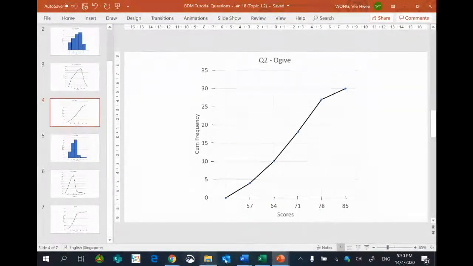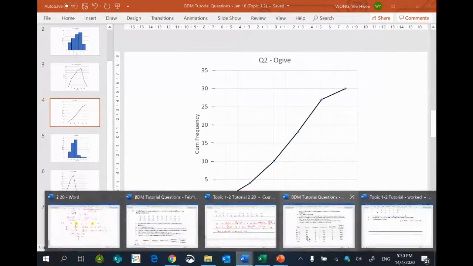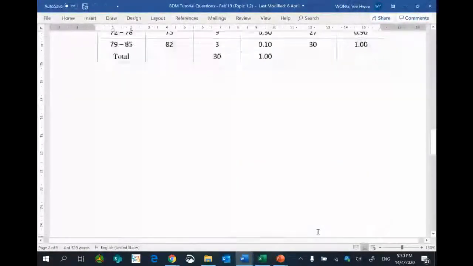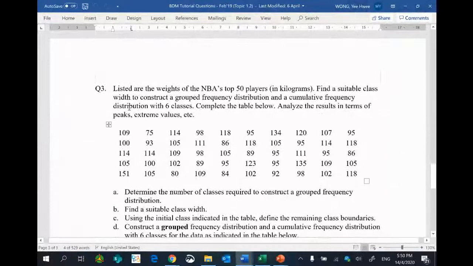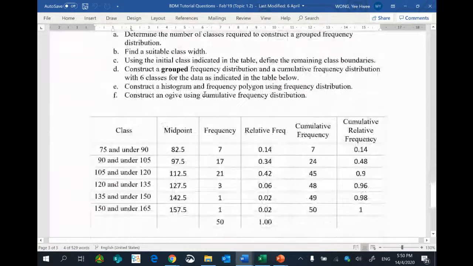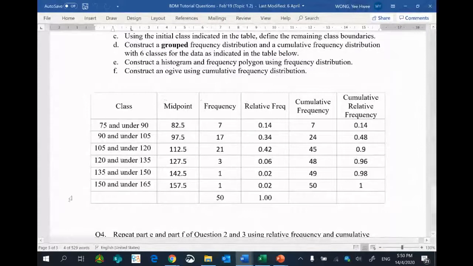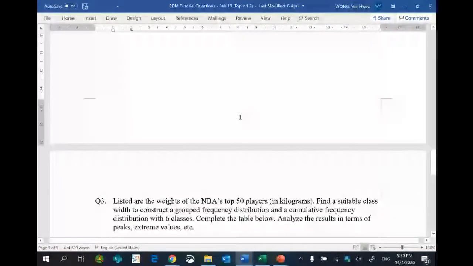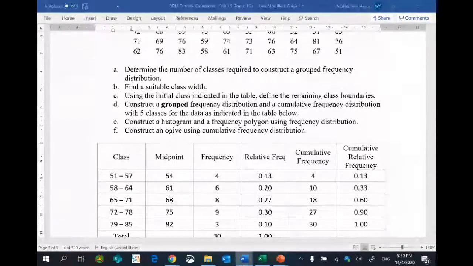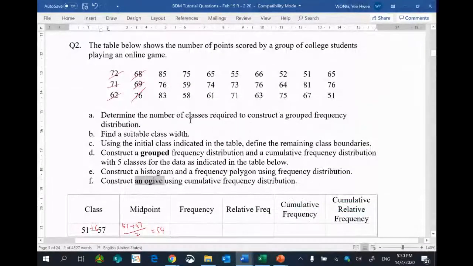Okay, now we go to the next question. The next question is all about the weights in kilograms of 50 NBA basketball players. So this is the one that I've already shown to you. Okay, I think I missed out something. I did not show you how you calculate the classes, right? Okay, there are 30 numbers here.